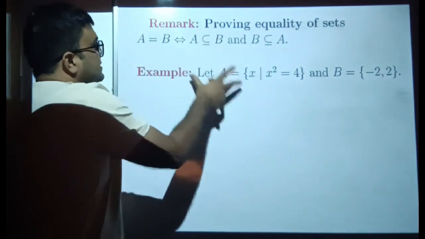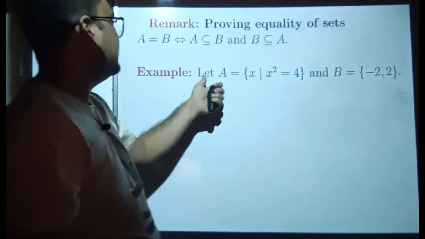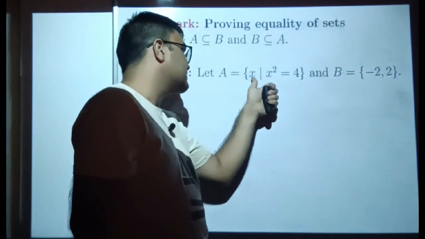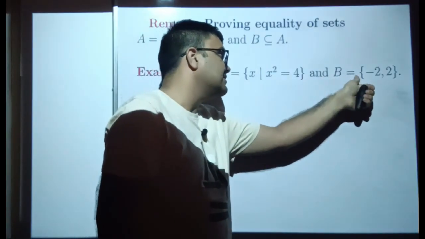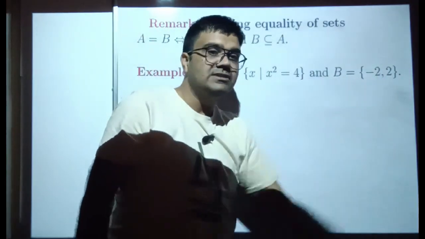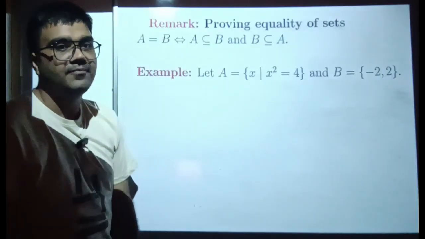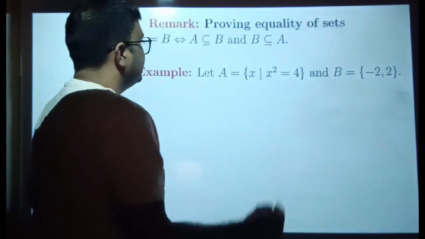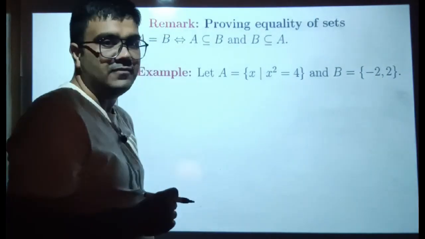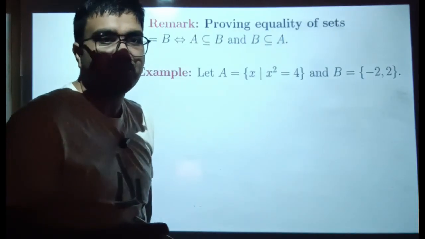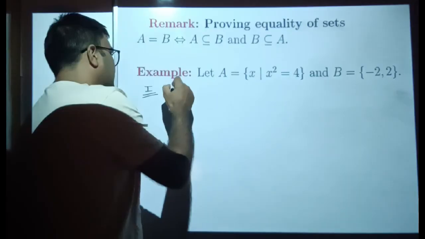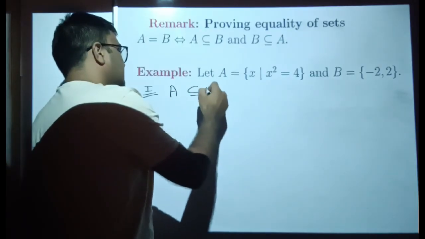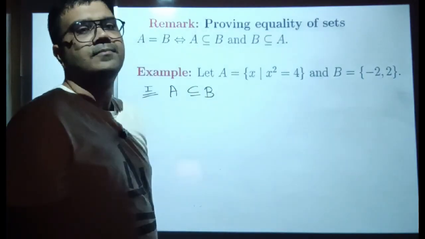Let us understand this with an example. Suppose I am talking about the set A. It is x such that x square is equal to 4 and set B is there. We are saying this is equal to {-2, 2}. These are the two elements that we have. We have to show that these two sets are equal. We are going to check whether these two sets are equal or not. So in the first step, we are going to check whether A is a subset of B or not.